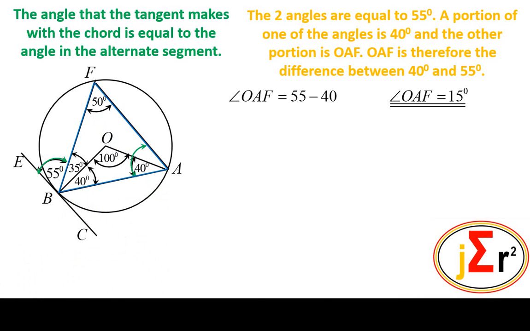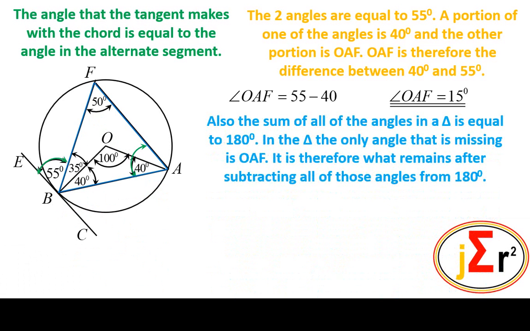However, if we consider that the sum of the internal angles of a triangle is equal to 180 degrees, take note of this blue triangle that we have right there. In the triangle, the only angle that is missing is angle OAF. OAF is the only missing angle. How do we know? It might not be so easy on the eye to see that the angle OAF is the only internal angle of that triangle that is missing. So let us take a look at it.